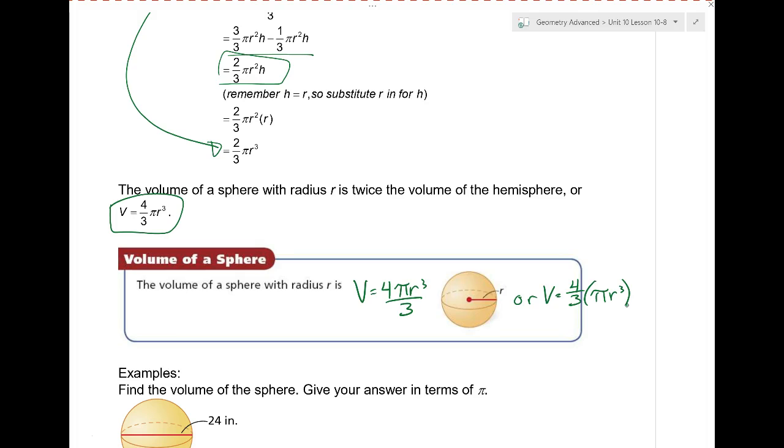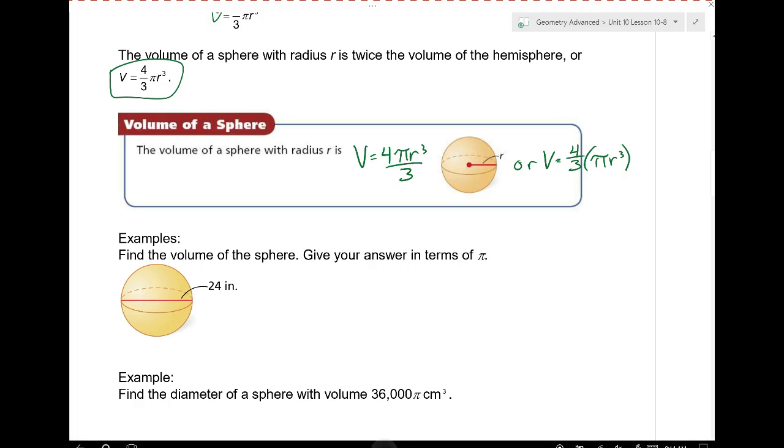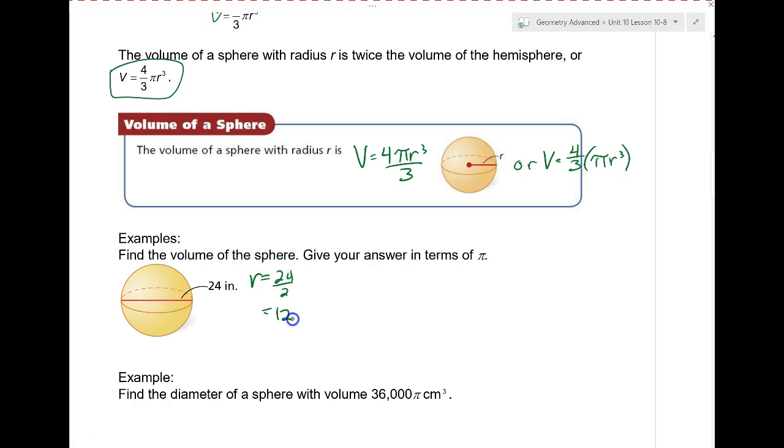So that's it. You just have to know the radius. Nothing too exciting, is there? So let's do it real quick. It says, find the volume of the sphere. Give your answer in terms of pi. Now, what did I give you guys on this first one? Didn't I give you the diameter? Well, what's your radius going to be? Isn't that just going to be 12?